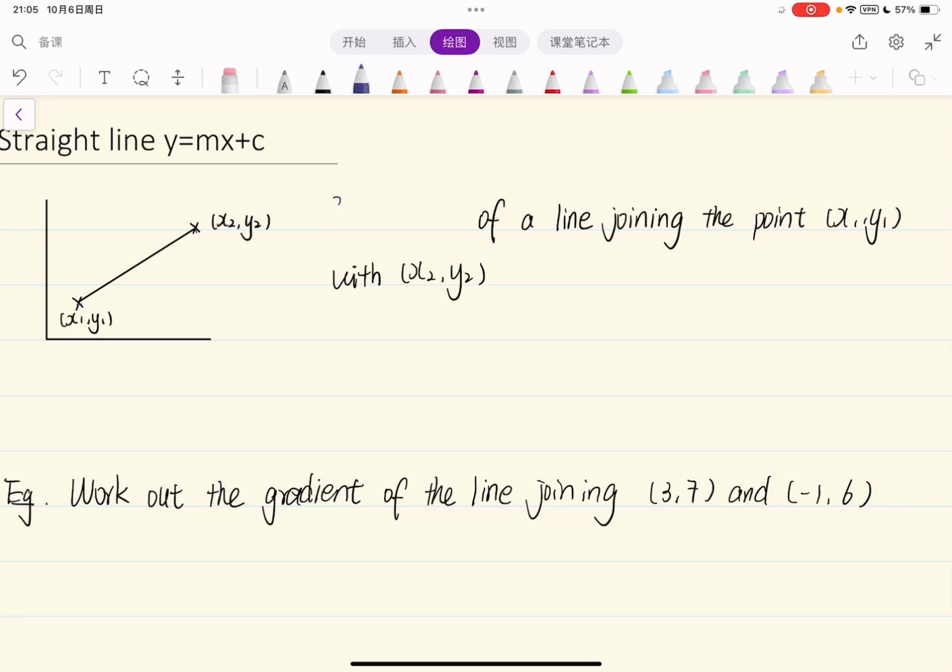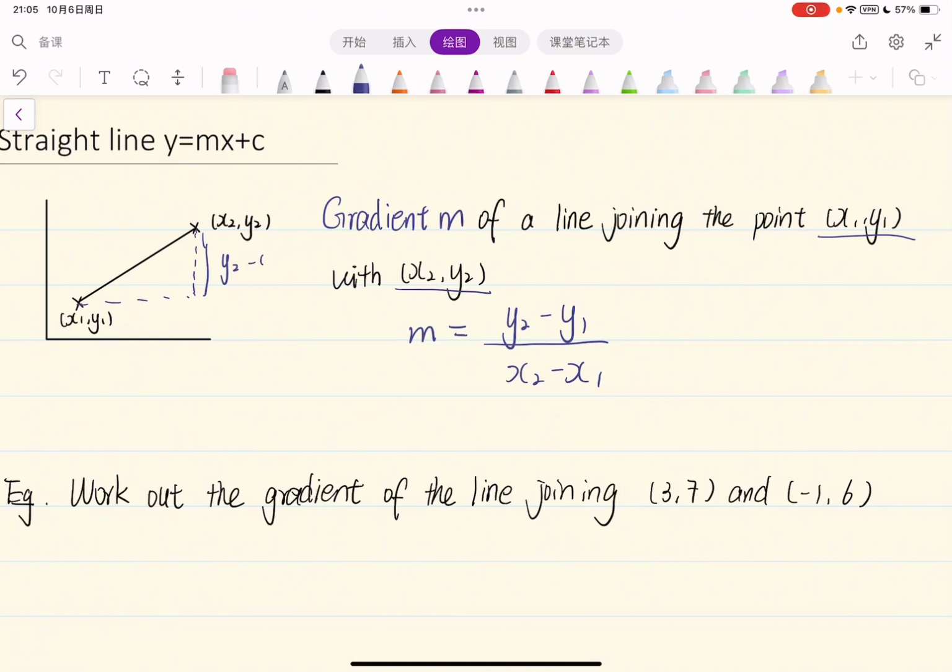So the gradient m of a line through the points (x1, y1) and (x2, y2) is m equals y2 minus y1 over x2 minus x1. So here is y2 minus y1 and here is x2 minus x1.